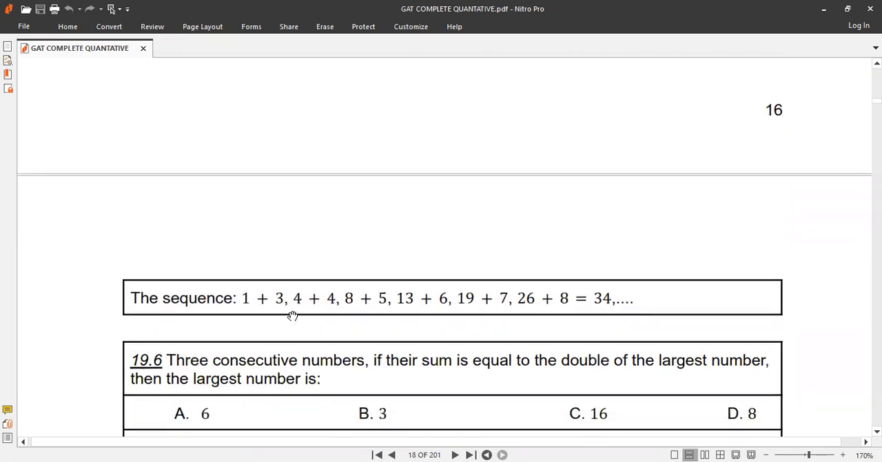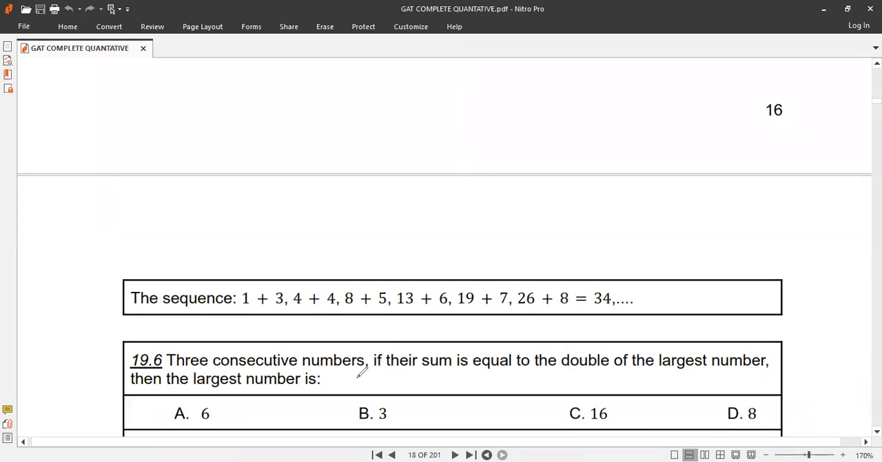Three consecutive numbers. What I mean by consecutive numbers is numbers after each other. If their sum is equal to the double of the largest number, then the largest number is... Here, it's up to you guys. You try out the options. And this is my preferable way, or you use x. Let me show it in two ways.